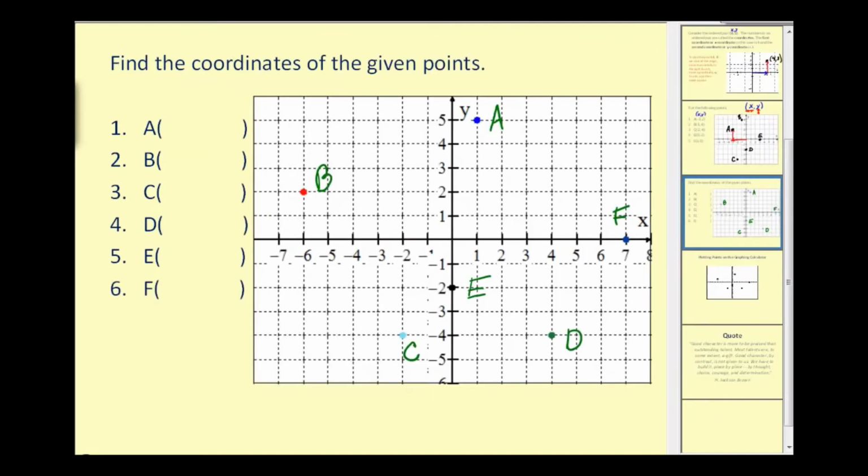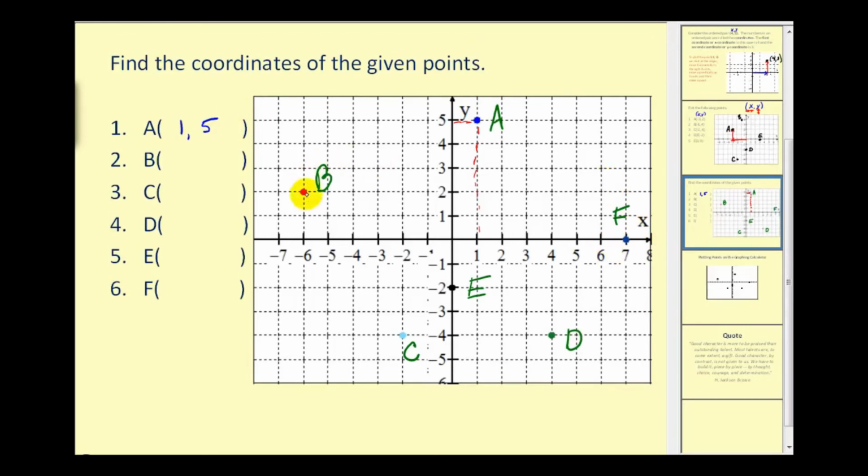Let's go ahead and try this in the opposite direction now. We're given several points that are plotted, and we want to identify the coordinates. Well, the easiest way to do this is just draw a line straight to the x-axis and straight to the y-axis. And we can see the x-coordinate is positive 1 and the y-coordinate is positive 5. So A has the ordered pair (1, 5). We do need to be careful that we list the x-coordinate first.